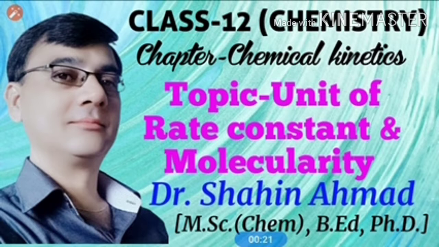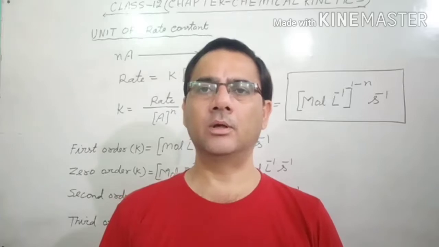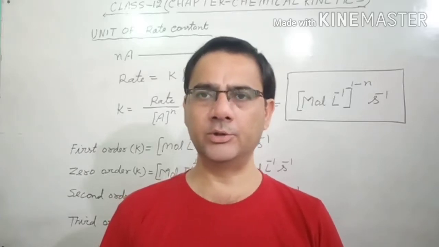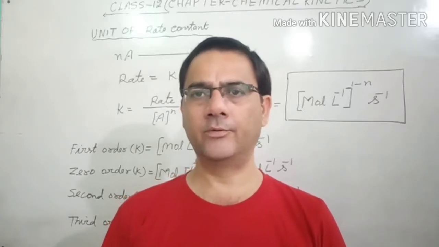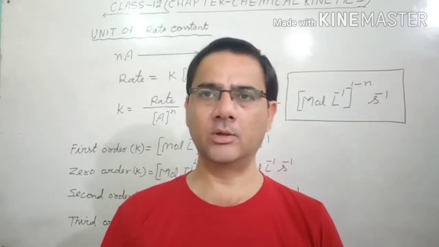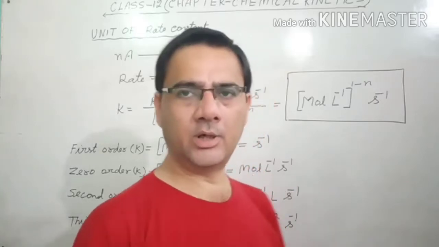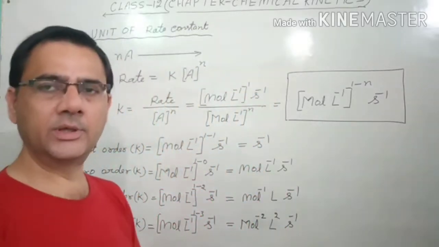Today I am going to teach you class 12 chemistry chapter chemical kinetics, topic unit of rate constant and molecularity. So let us understand. We will study how to find out the unit of rate constant for a particular type of reaction, maybe zero order, first order, second order or third order. So what will be the unit of the rate constant, how we will calculate and how we will find out, that we see.